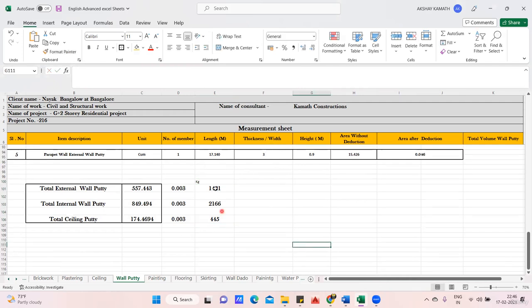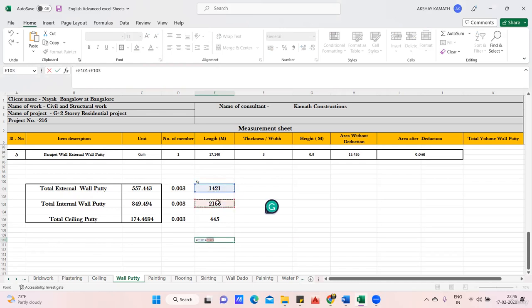This answer is in kg. So if I want to do a total external wall putty, I require 1421 kg of wall putty. Total internal wall putty, I require 2166 kg. Total ceiling putty will require 445 kg. So if I add everything, I'll get the total wall putty that is required for my entire building.